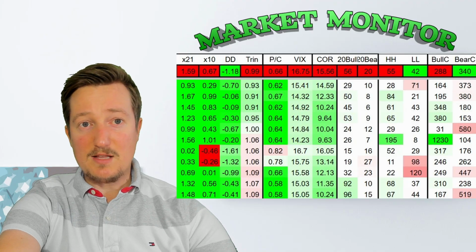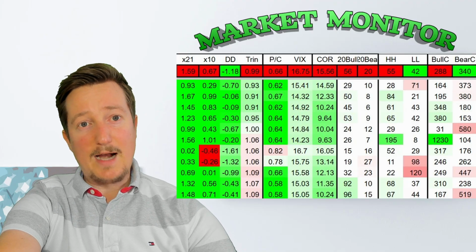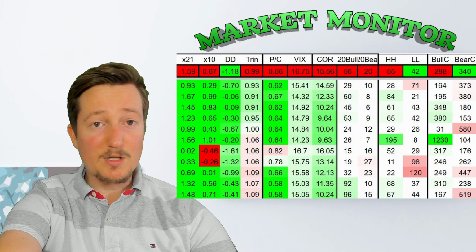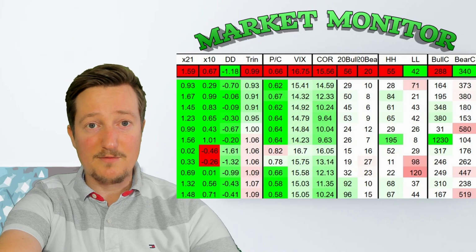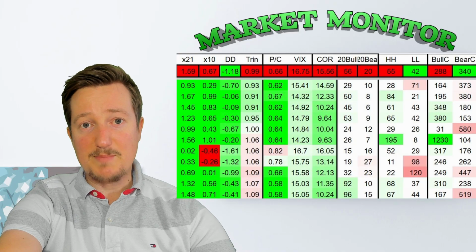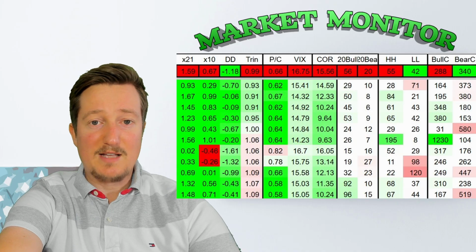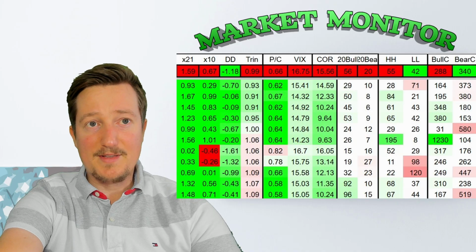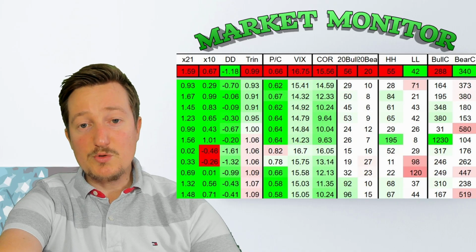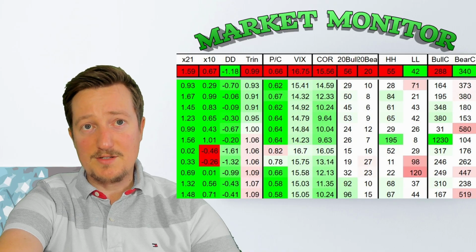So the 20B and the 20 bear column, nothing there. Higher lows and lower lows: 71 lower lows, starting to see some bearish action as we saw on Friday. And the bull C and the bear C just basically tell me if stocks are ending at the highs or the lows of the day. Nothing there. So let's move on to some overbought and oversold indicators.